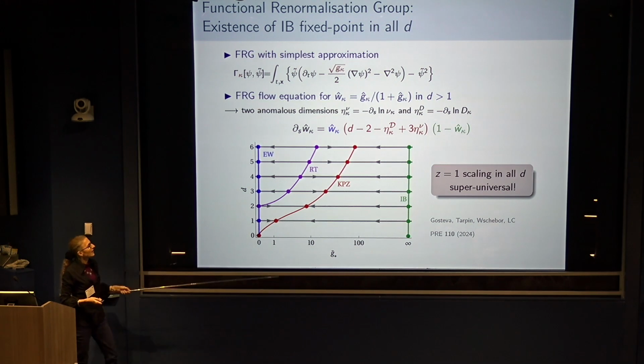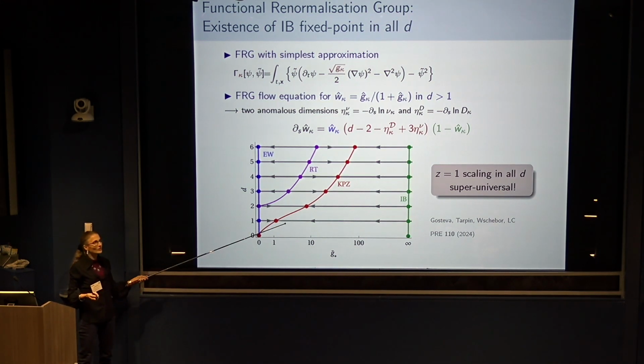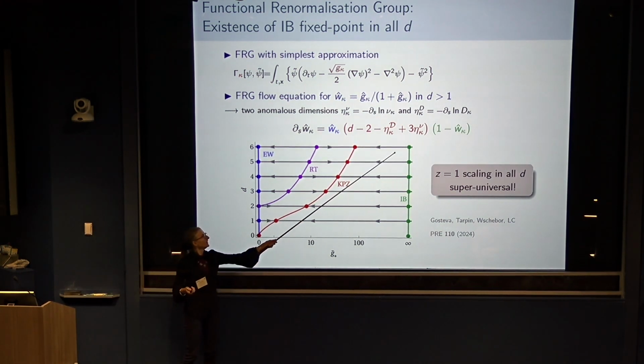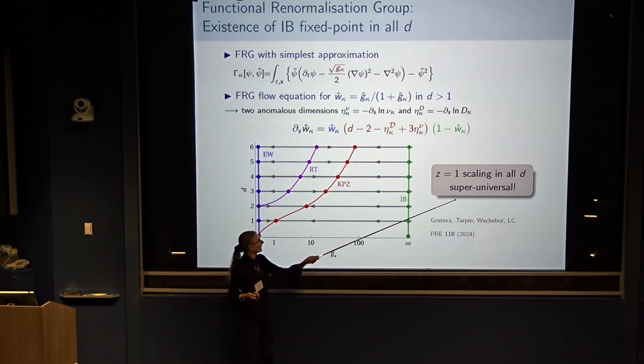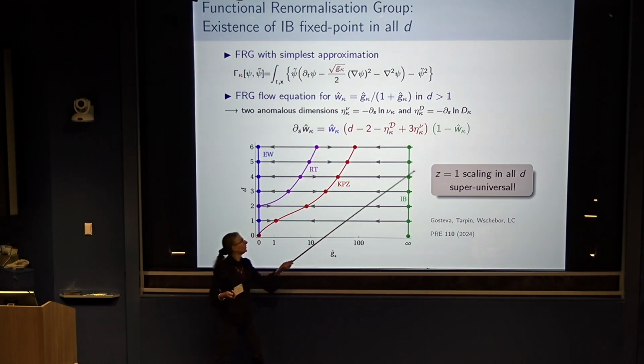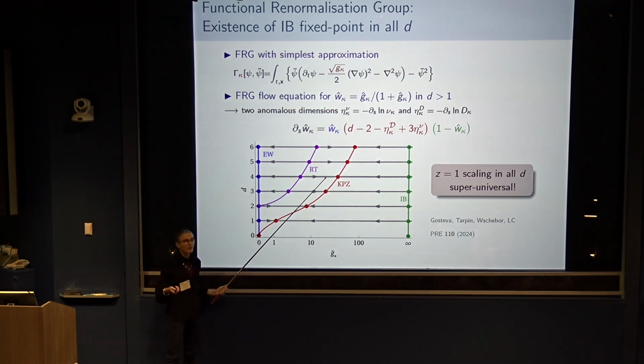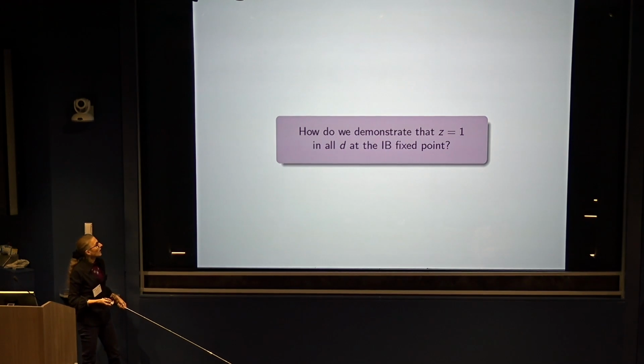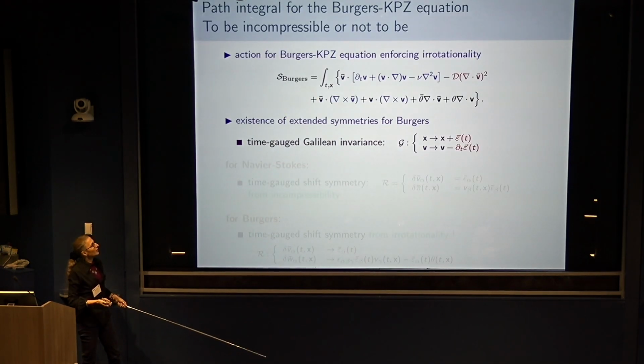And in fact, we have extended this calculation to all D. So this is a complete phase diagram of KPZ, with the KPZ fixed point, the roughening transition, and this inviscid Burgers fixed point exists in all dimensions. And we found, and I can explain in 2 minutes, that Z is equal to 1 in any dimension, so it's super universal, which is not the case for KPZ. The exponents at the KPZ fixed point do depend on the dimension. And very rapidly, in fact, we can demonstrate this Z equal 1 in a very similar fashion.